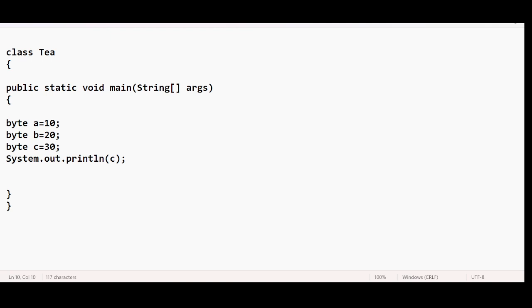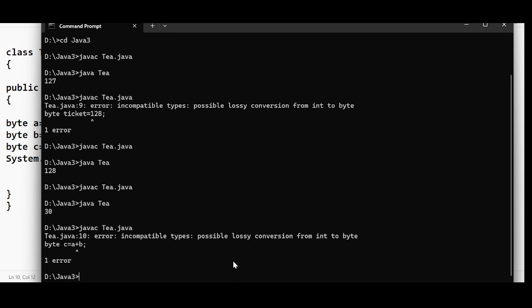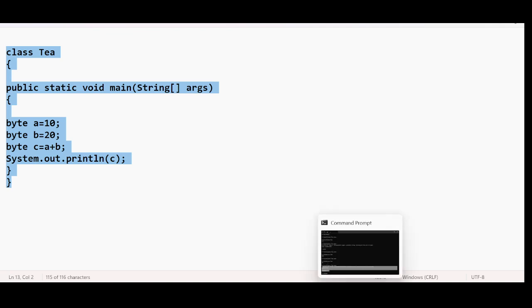But when you do this, we think that the output is going to be 30, but something is going to happen internally. See, we get an error. This is the most popular interview question. I will tell you why we are getting an error in this case.